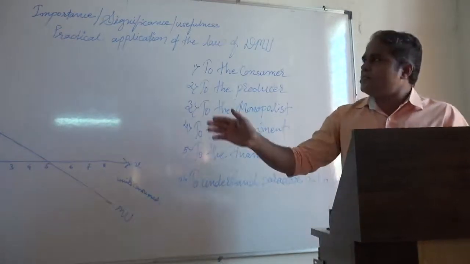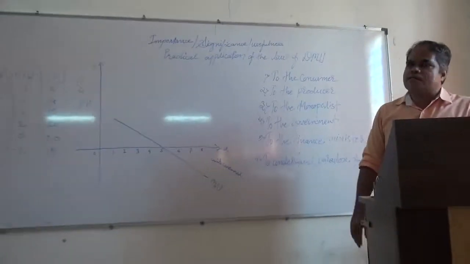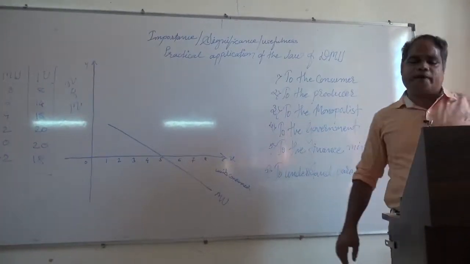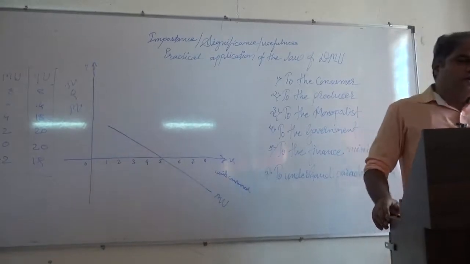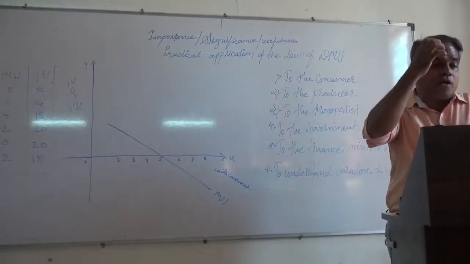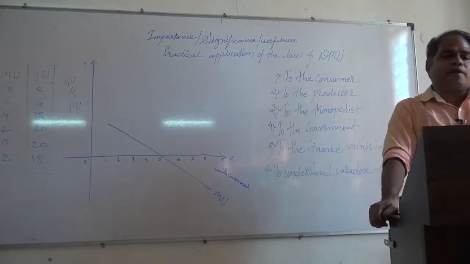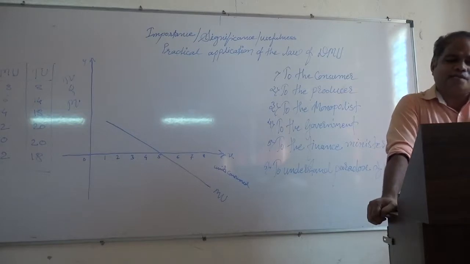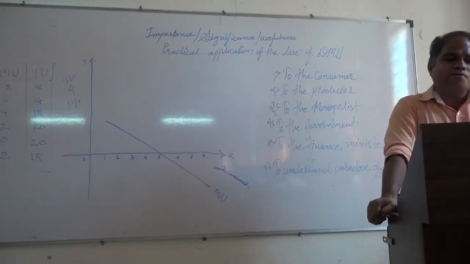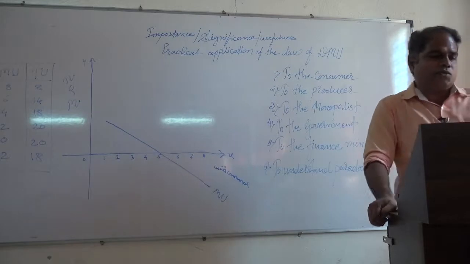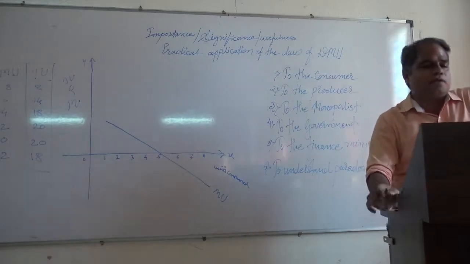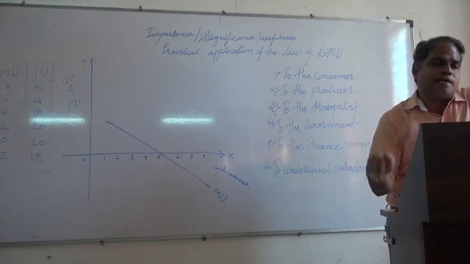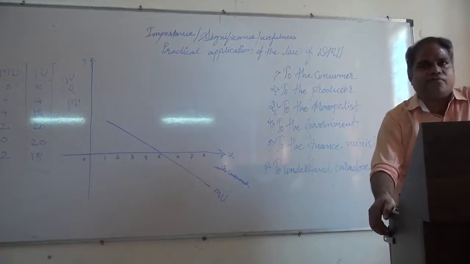So the explanation of the law of diminishing marginal utility helps the monopolist, and it also helps the government. The law of diminishing marginal utility is helpful to the government to implement various economic policies such as the public distribution system, social justice, etc. It helps to improve the welfare of the people in society, and it also helps with equal distribution of national income, and that leads to an increase in social welfare.